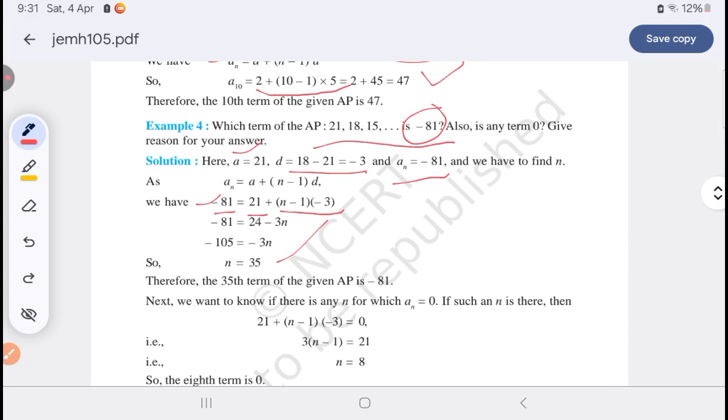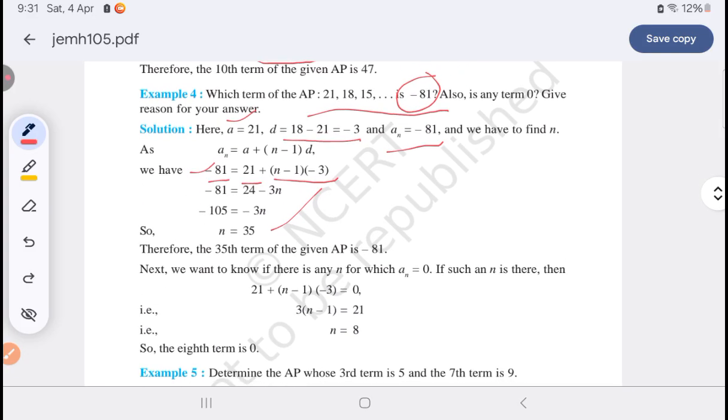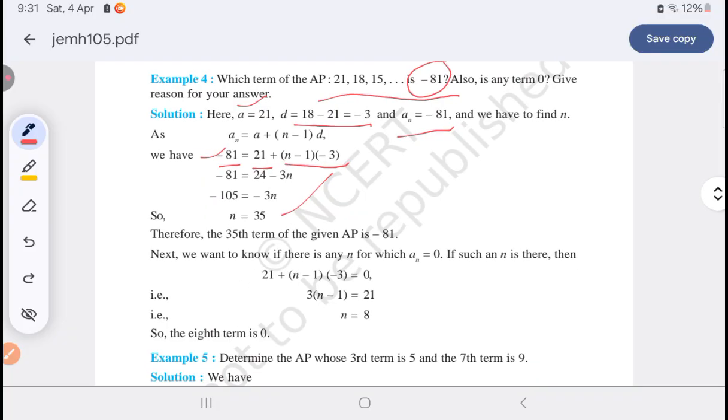Therefore, the 35th term of the AP is minus 81. Minus 81 is the 35th term.